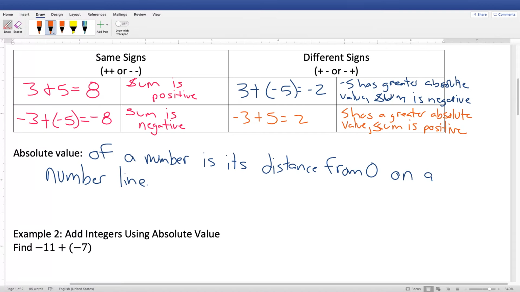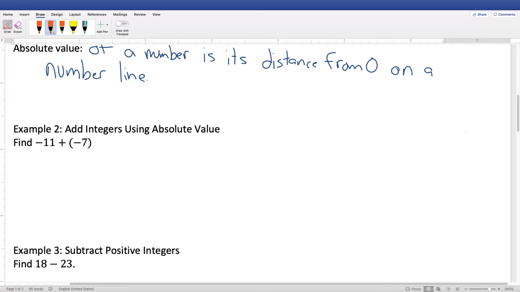Now, I told you guys that you can use calculators on your homework. You can use calculators when we take our test. So you'll be able to just plug these into a calculator, but you need to know what happens when you have positive and negative numbers. So those are the rules with positive and negative numbers. Let's take a look at example 2.